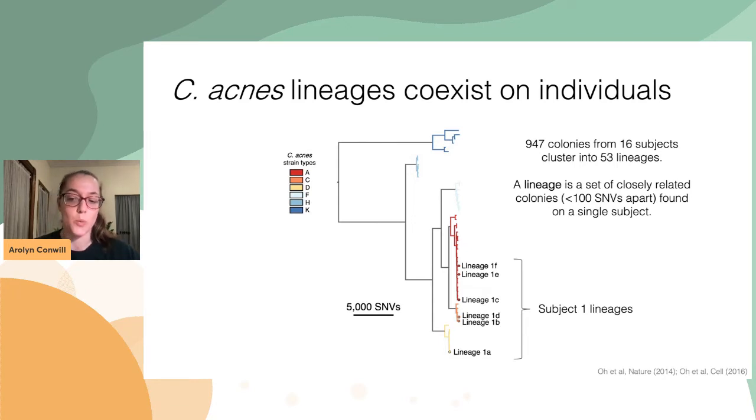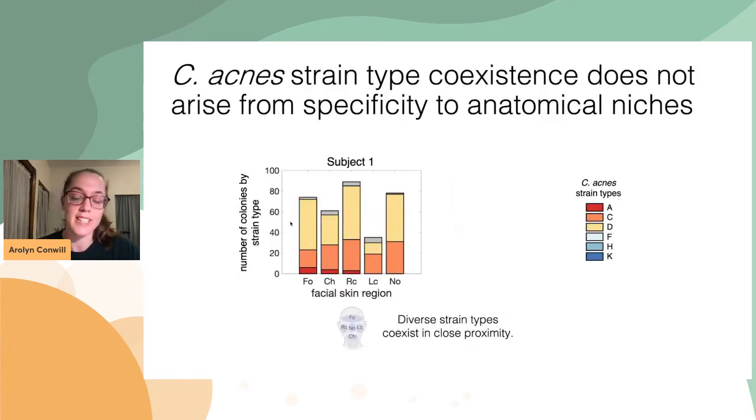We want to understand what enables multiple lineages of C. acnes to coexist with each other on the same person. So we'll start by looking at whether they coexist in the same location. Here we're looking at the number of colonies belonging to different strains across facial regions. And the first thing we notice is that strains are not exclusive to specific regions. And maybe this isn't so surprising. Facial sites are close together. Their environments are pretty similar.